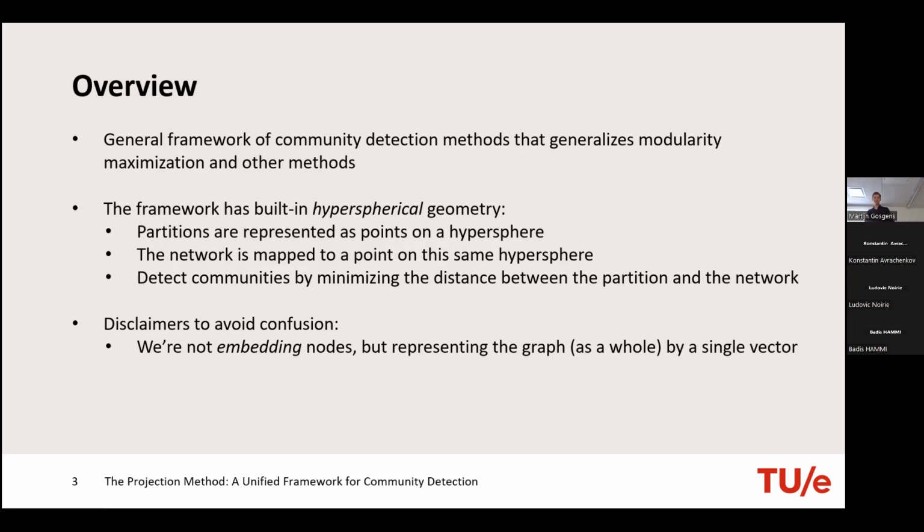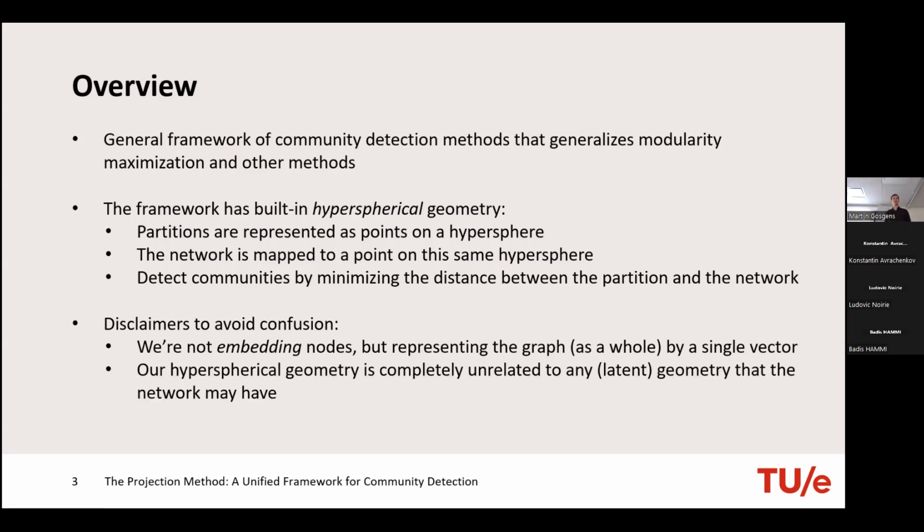So a few disclaimers to avoid confusion. We're doing things with geometry, but we're not considering a geometry of nodes. We're not embedding nodes in some geometry. But instead, we take the whole graph and map it to a single point in this geometry. And this geometry that we consider is also completely unrelated to any geometry that the network itself might have. So in some networks, the nodes can have a natural position in space, like for example, if you have airports and they're connected to each other. But this geometry is unrelated to the geometry that we'll be discussing today.